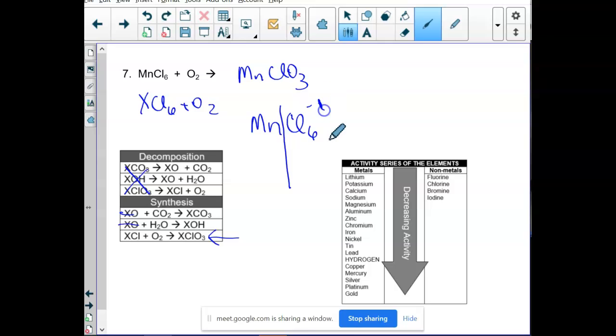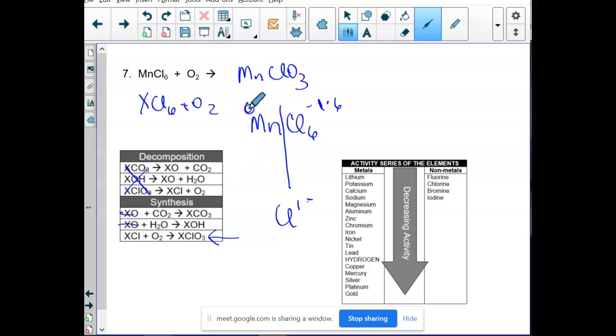Cl only forms -1s, right? The ion for chlorine is Cl1-, right? So the Cl1-, this 6 says there's 6 of them because it's monatomic, and you use the numbers when they're monatomic. Otherwise, you have to have parentheses. When they're poly, you have to have parentheses to have more than one.